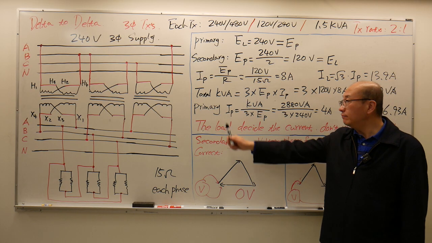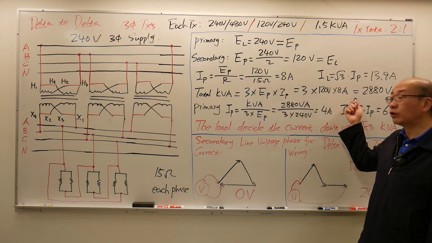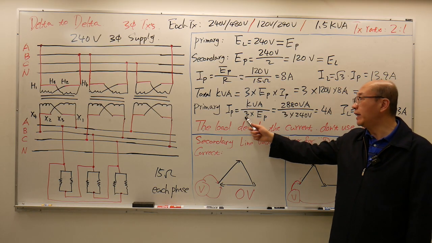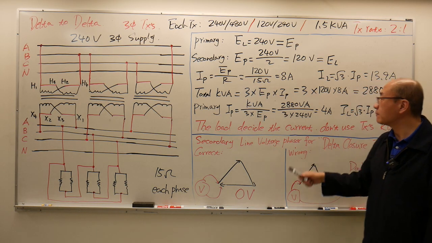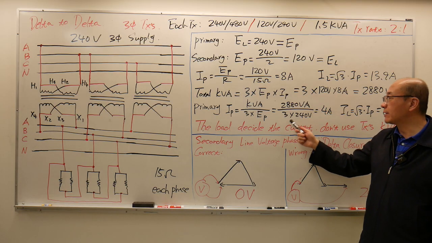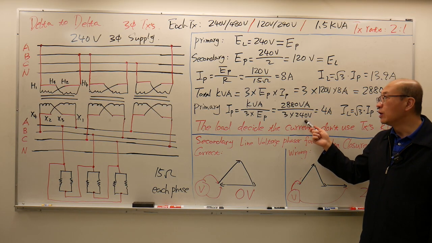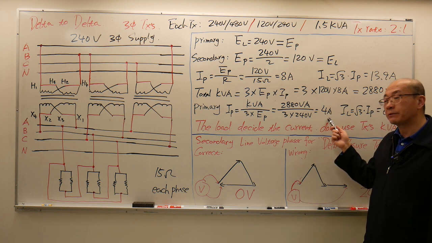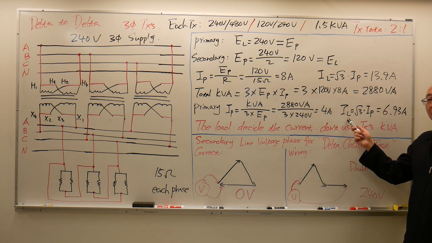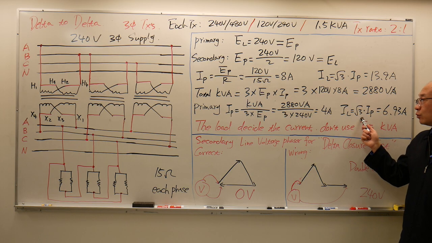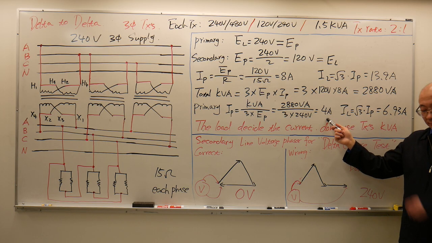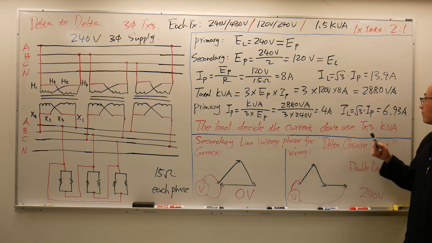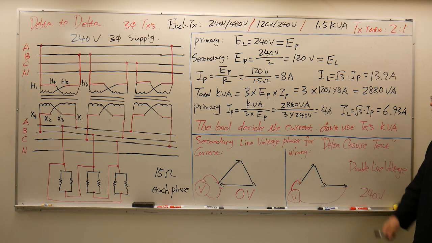Primary phase current, I'm going to use the total load kVA divided by 3, divided by the phase voltage: 2880 divided by 3, divided by 240 volts, which is the primary phase voltage, gave me 4 amps. Primary line current, √3 higher than the phase current, 6.93 amps.